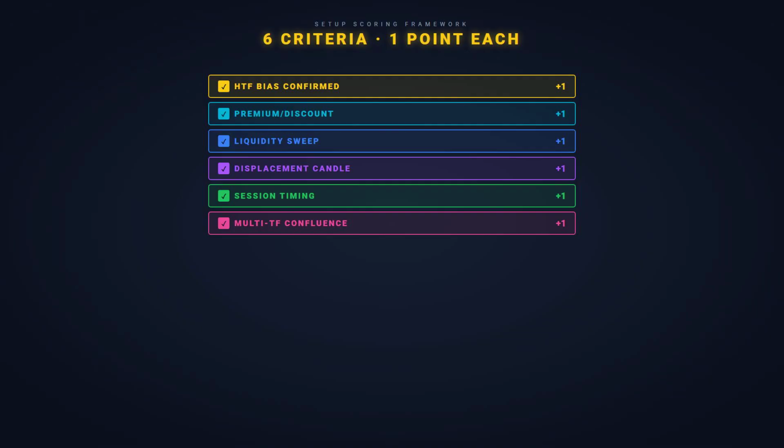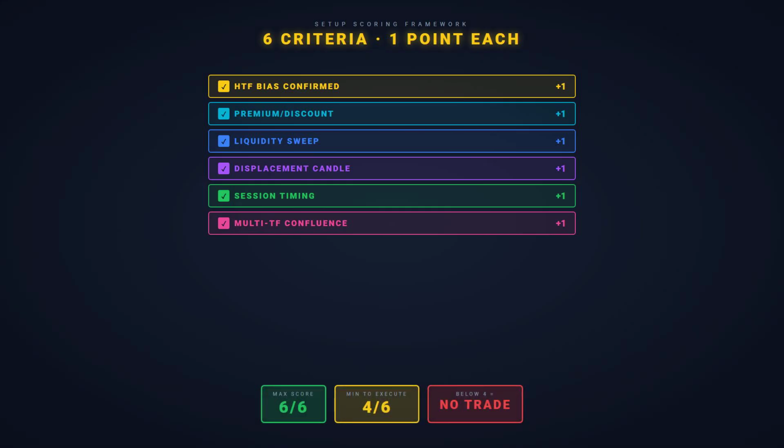Maximum score, 6. Minimum threshold for execution, 4. Below 4 points, you do not take the trade. The mechanical reason is precise. Every missing criterion represents an unverified assumption about institutional intent. A score of 3 means 3 things about this setup are mechanically unconfirmed. You are not taking a slightly weaker trade.